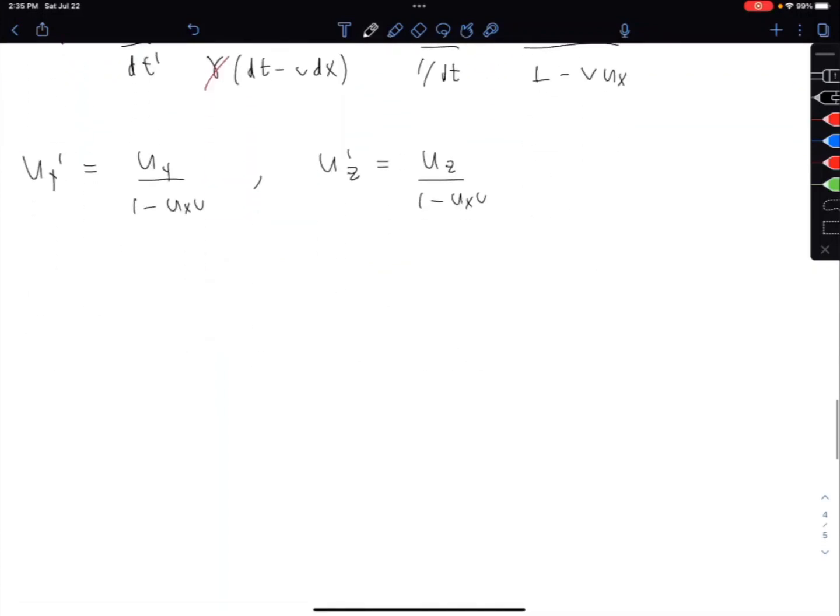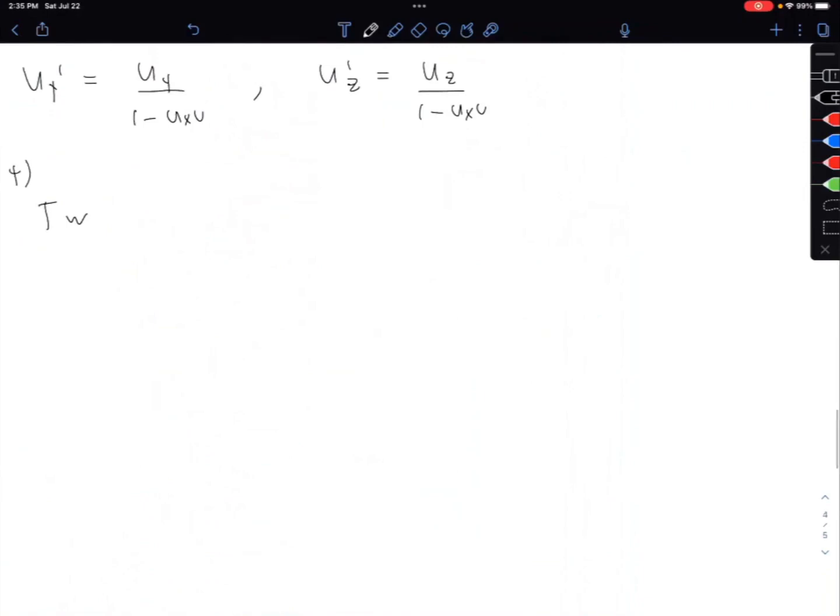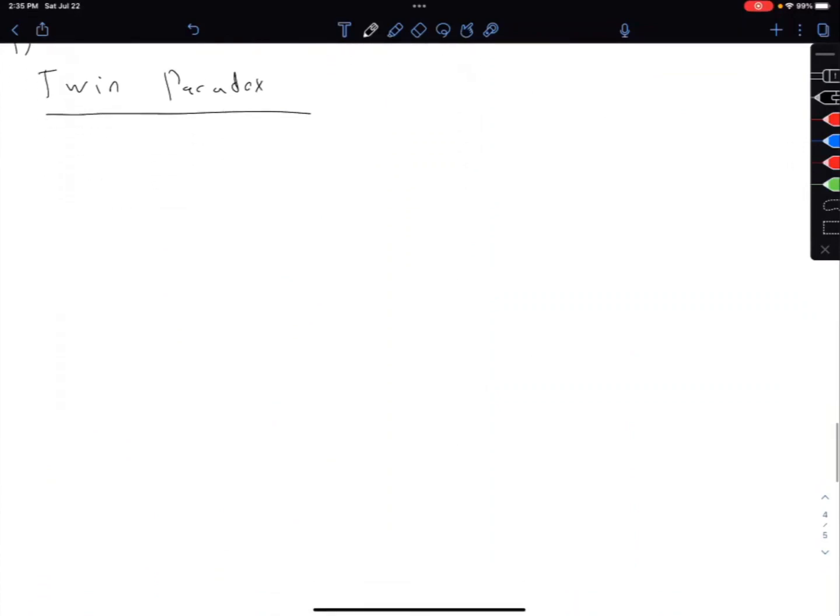Okay, let's do the twin paradox. So this was number 3. We're just quickly going through all the standard questions and showing that you don't really need to have a whole book about these things. They all just follow from the Lorentz transformation.